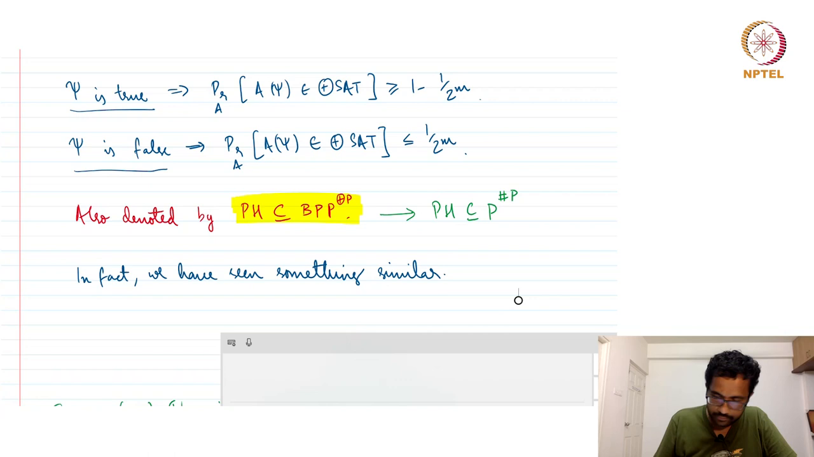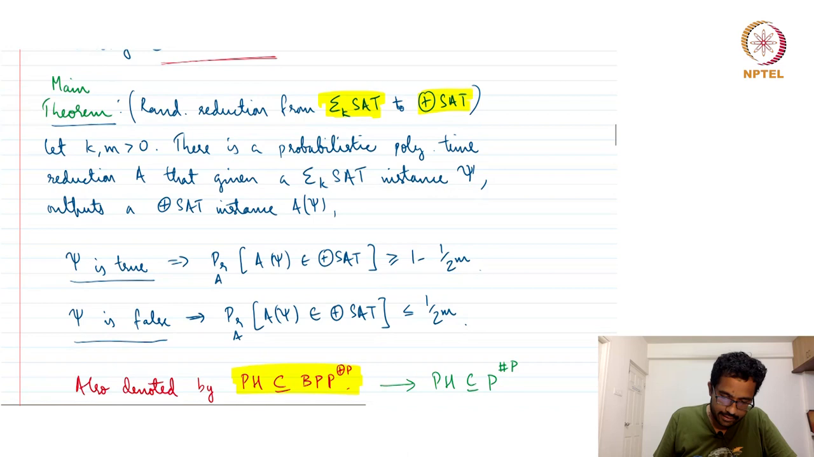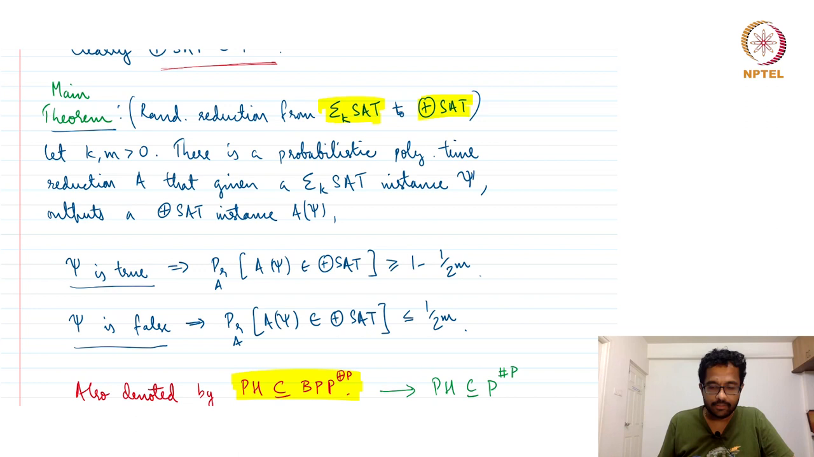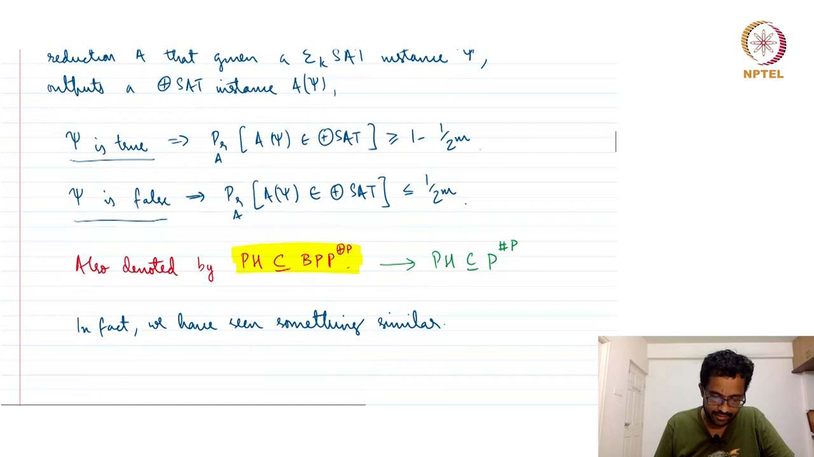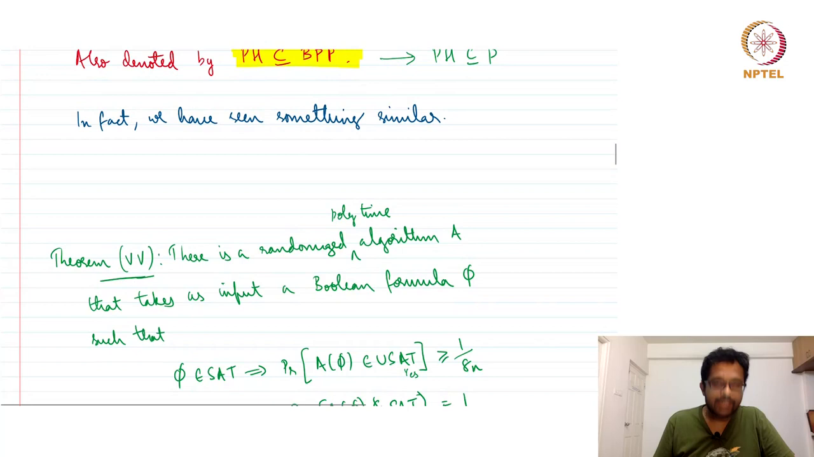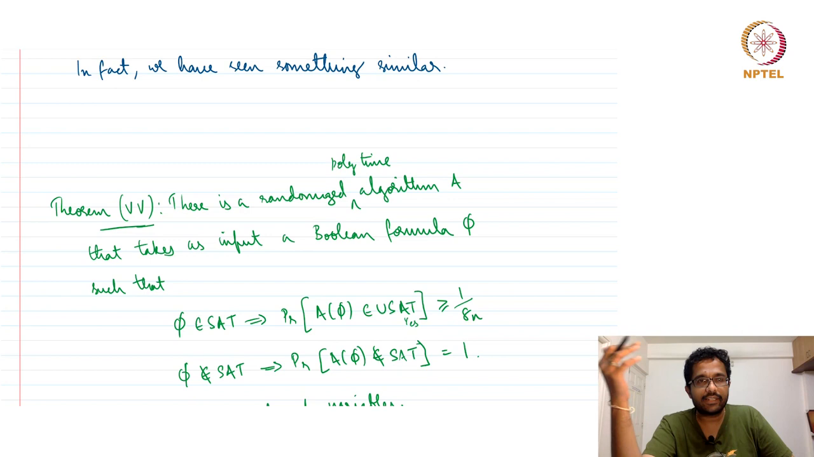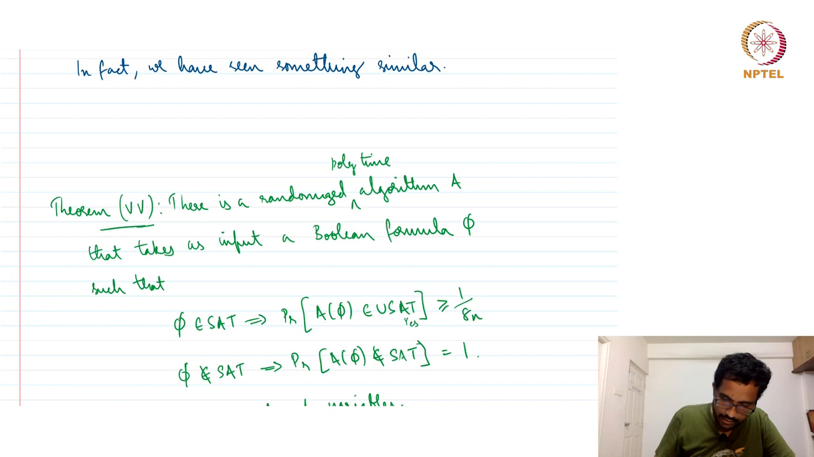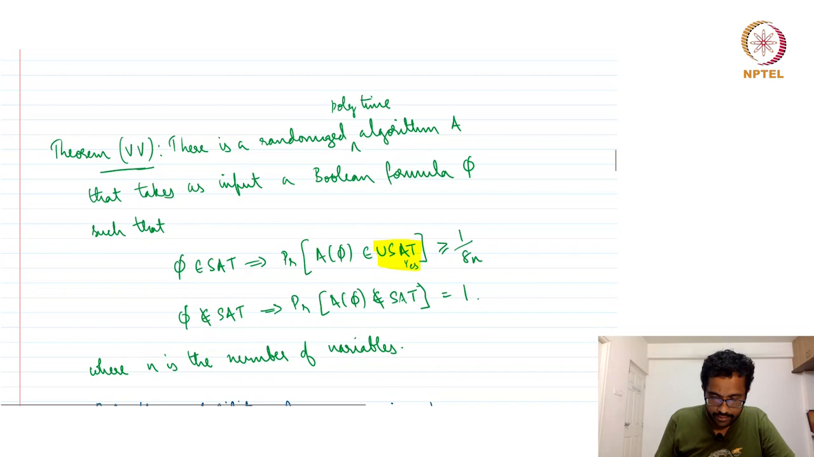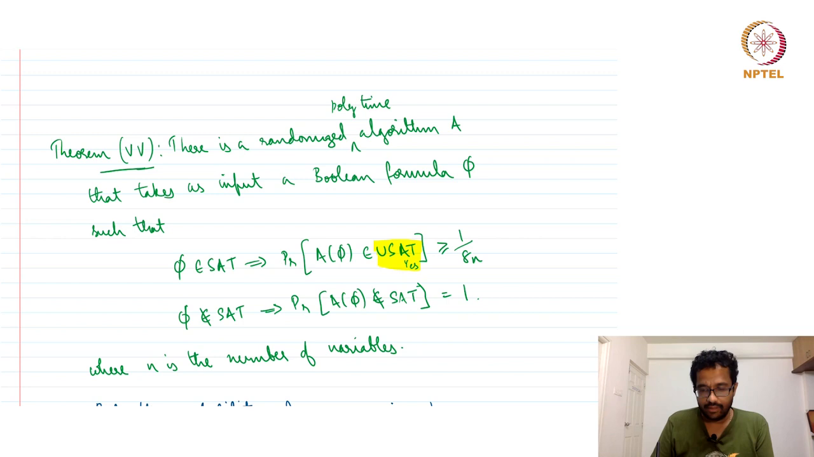In fact, this reduction that I just described, where psi true implies A psi is a yes instance of parity SAT, is somewhat similar to a statement we have seen in one of the previous lectures, the Valiant-Vazirani theorem. What we showed there was that, given a Boolean formula phi, we have a randomized algorithm to construct another Boolean formula such that if phi is satisfiable, then the other Boolean formula has exactly one satisfying assignment with high probability. So it's a unique SAT yes instance if phi is satisfiable. If phi is not satisfiable, the reduction will give you an unsatisfiable formula.